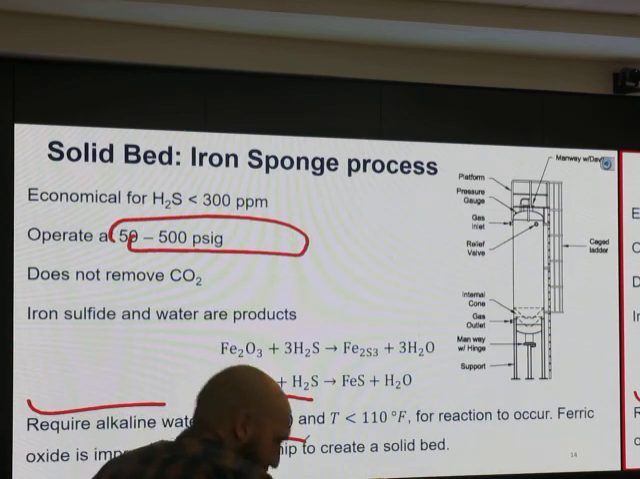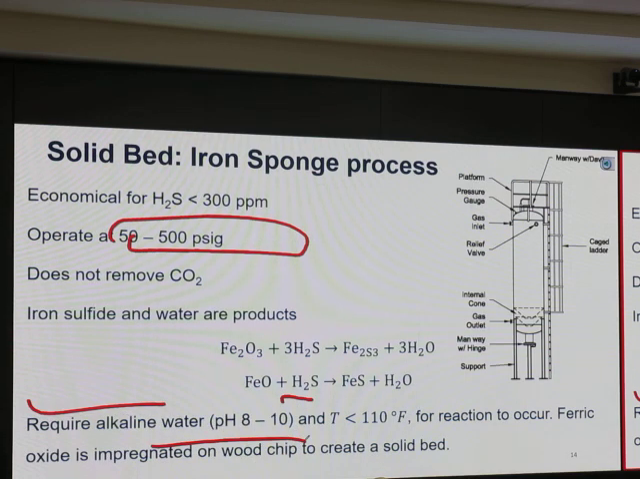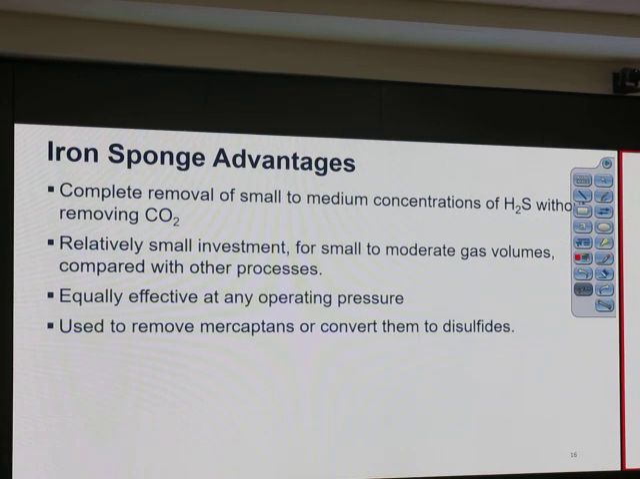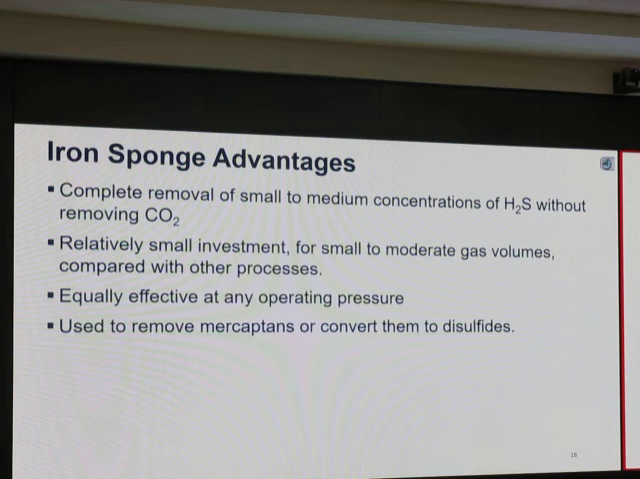Iron ferric oxide, we put it on the wood chip. It is a solid bed. Iron sponge is used to remove H2S. Okay, this is the takeaway. Advantages: complete removal of small to medium concentrations of H2S without removing CO2, and a relatively small investment.